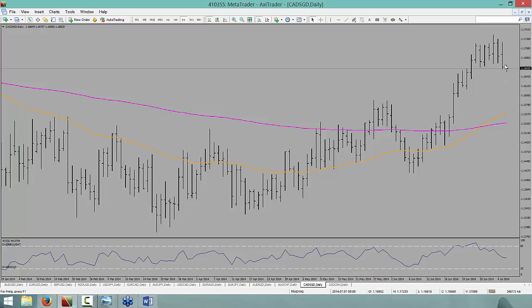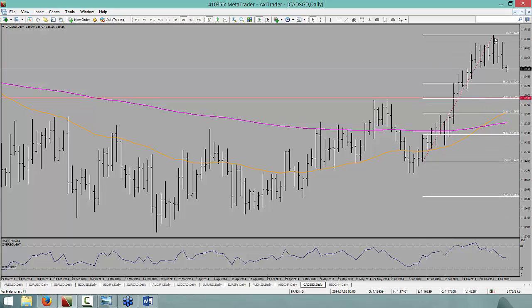I think what we're seeing here is a phase 2. I'd be looking to go long from somewhere around here. And you've got your 50 fib there. That's where I'd be looking to go long from.